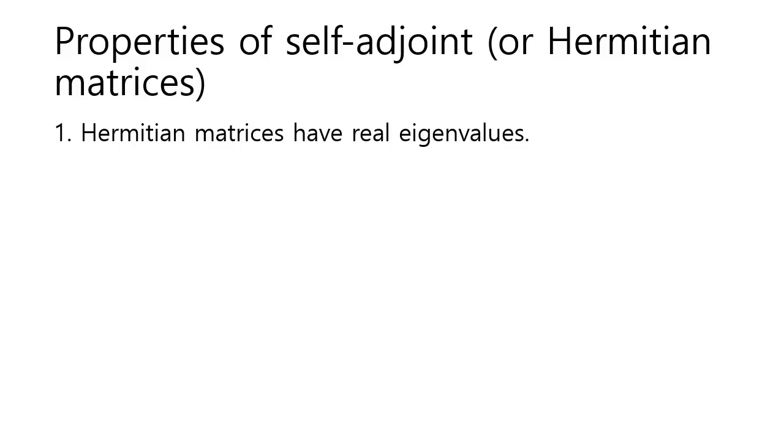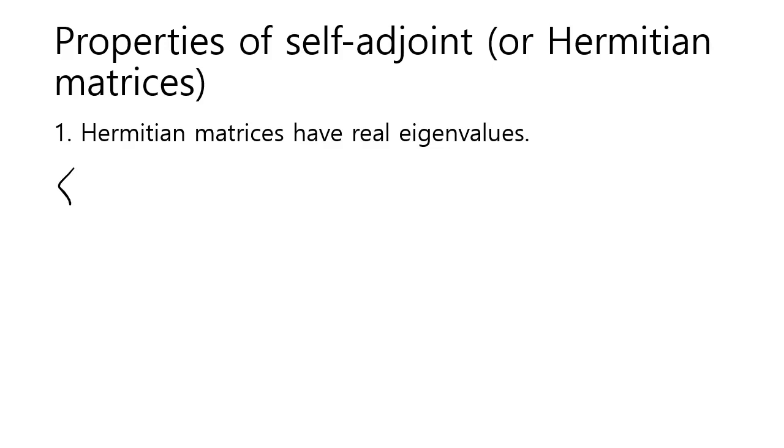Properties of self-adjoint or Hermitian matrices. Although I will be speaking about Hermitian matrices and self-adjoint matrices, what I'm about to discuss is somewhat true in the operator sense. So if you have a Hermitian operator, what I'm trying to explain holds, but you have to change the meaning a little bit. Okay, so the first property is Hermitian matrices have real eigenvalues.